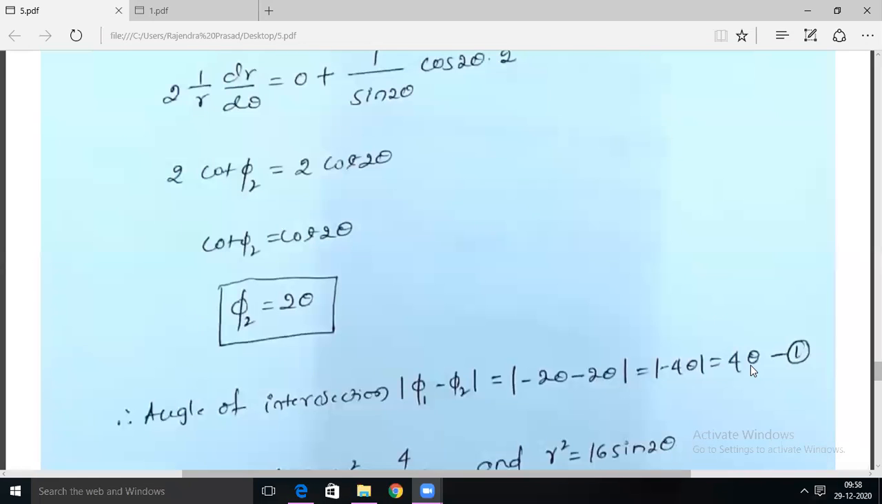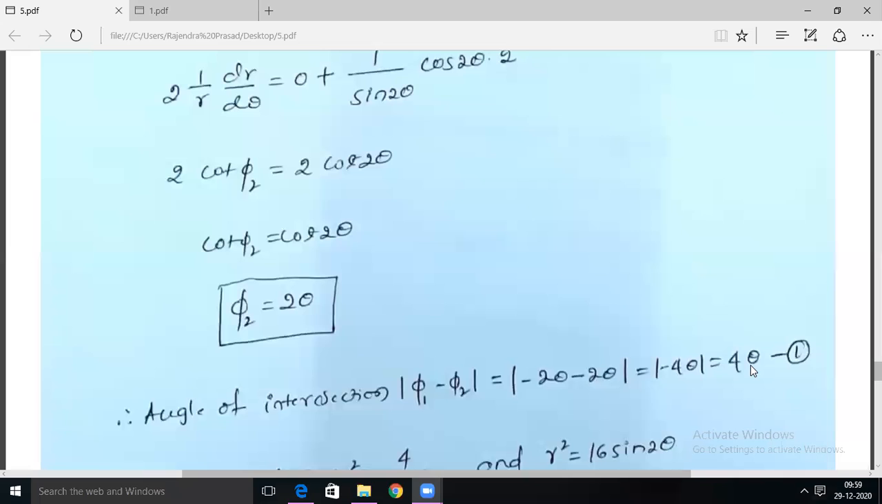Continue. 4 theta is the angle of intersection here. Sir, we have to find the theta value here. Yes, we have to find theta value. Why do we have to find the theta value here?